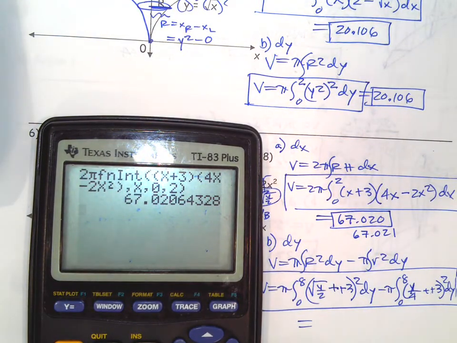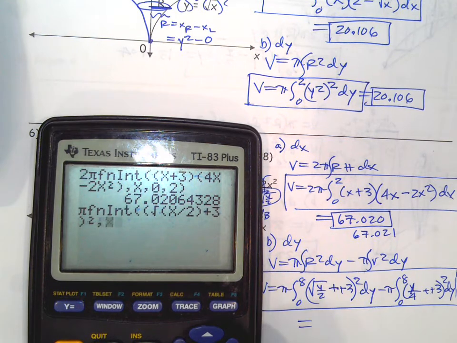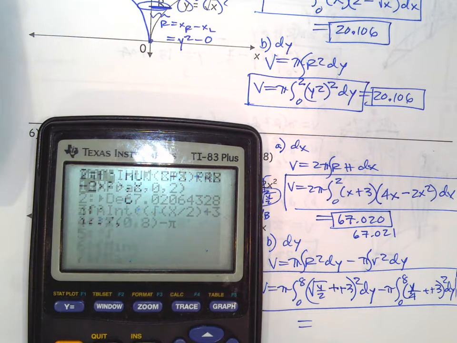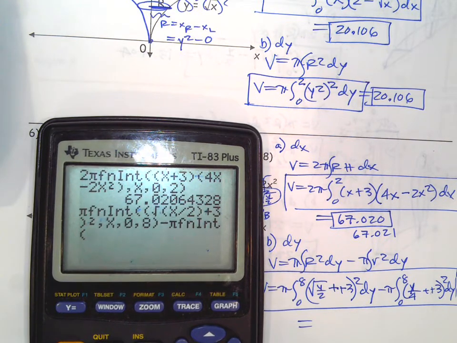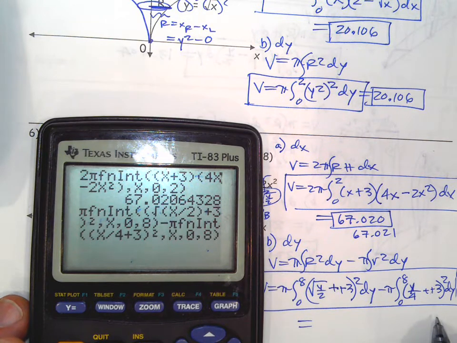Let's try the other one. Pi, math 9, parentheses, square root of x divided by 2, all inside the square root, plus 3, close squared, comma x, comma 0, comma 8, minus pi, math 9, parentheses, x divided by 4, plus 3, close parentheses squared, comma x, comma 0, comma 8. I'm going really fast. Hopefully I don't make any mistakes. But I'll know very soon if I typed it in wrong or something.